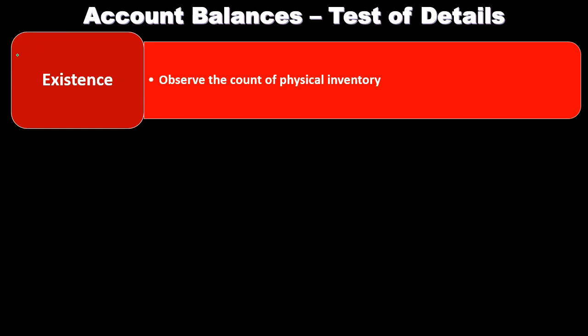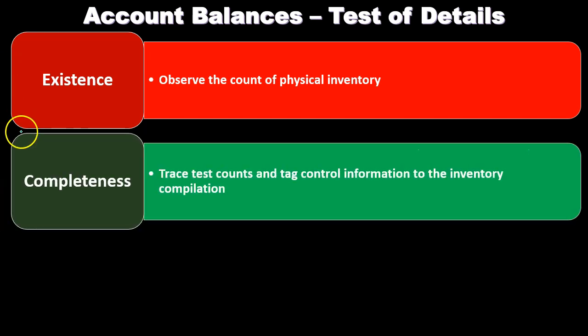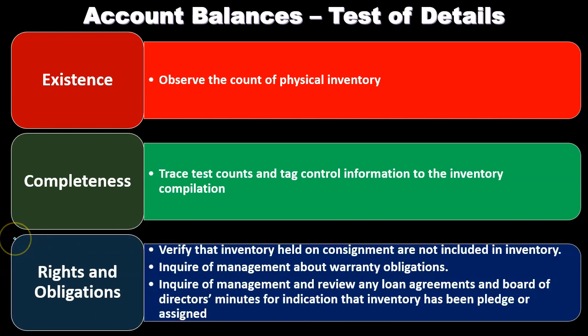So when we think about existence with regards to account balances, obviously that's going to be part of our physical inventory count. And then we have completeness, where we will trace test counts and tag control information to the inventory compilation. Then we have rights and obligations, where we will verify the inventory held on consignment is not included in inventory. So inventory held on consignment that we're considering for rights and obligations shouldn't be included in the inventory. Inquire of management about warranty obligations. Warranty obligations are going to be another concern with regards to rights and obligations, and they could complicate things.